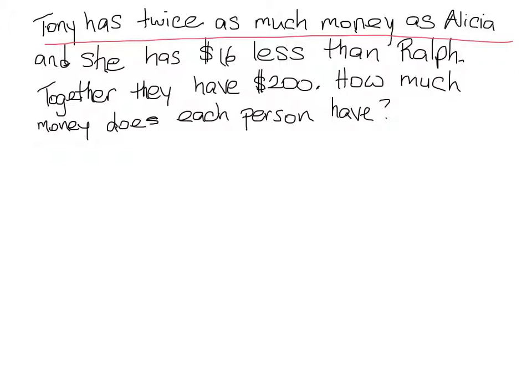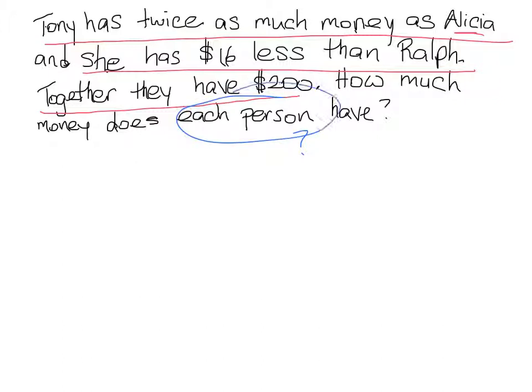All right, we know that she, which is Alicia, has $16 less than Ralph. And we also know that together, all three of them have $200. So there are three people, all together they have $200. What do we not know? Well, we don't know how much each person has. That's what we're being asked to find. All right, so what do we do?